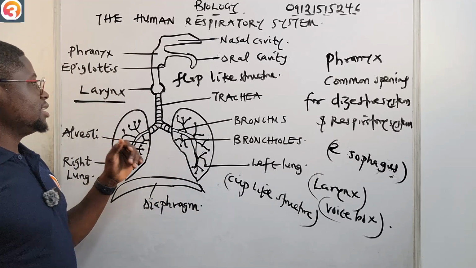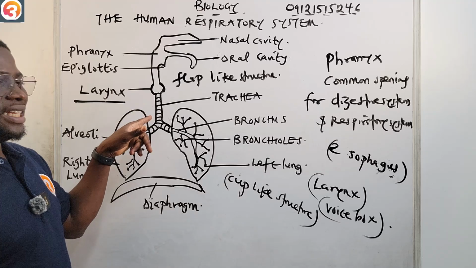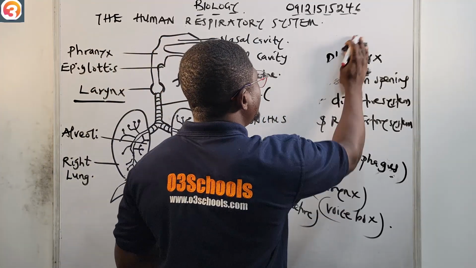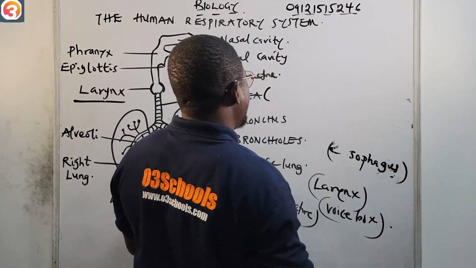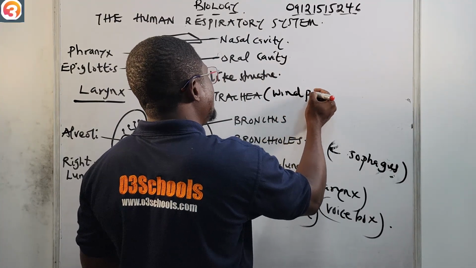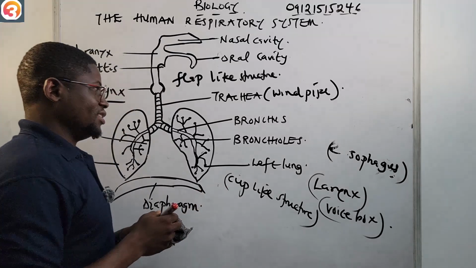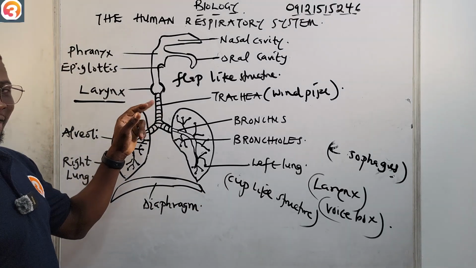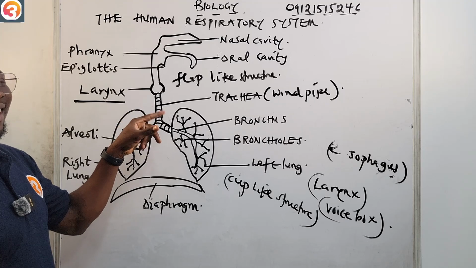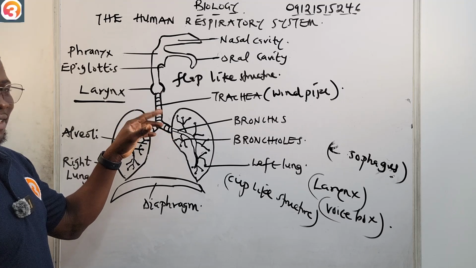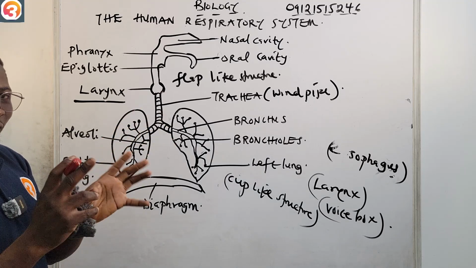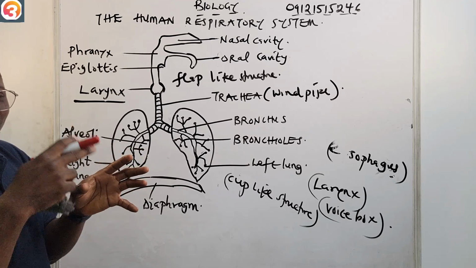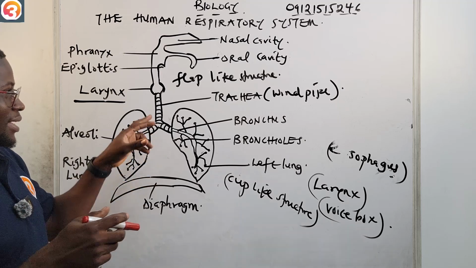So from the larynx, you can see the air now going to the trachea. The trachea is also called the windpipe. Okay, so the trachea, as you can see, has rings, a ring-like structure, just like a C. It's not a complete circle. It's an incomplete ring, as you can see very well.